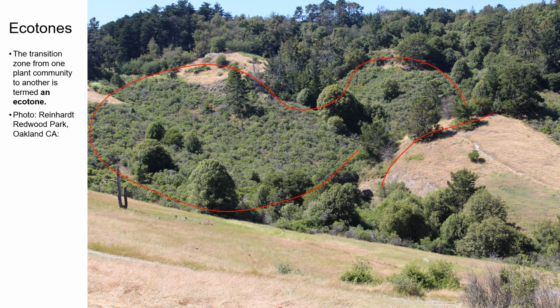When you're there in person, though, and you move closer in, you can see that those margins really aren't clearly defined. The plant composition doesn't change abruptly from one community to the next. There's a region of transition where the plant composition includes plants from both plant communities, and this area of transition is referred to as an ecotone.